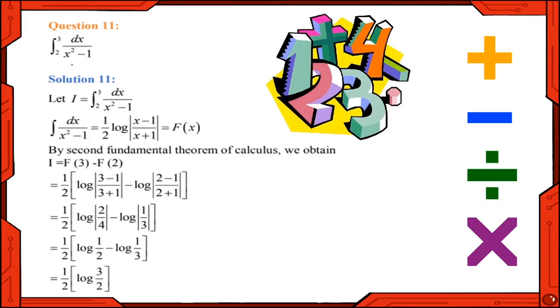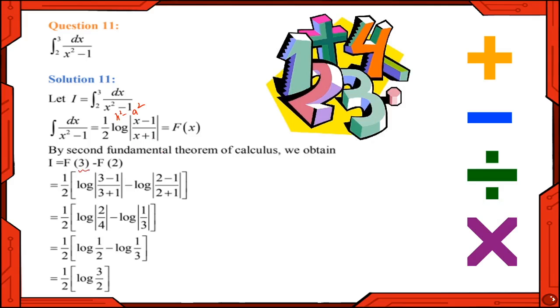Now dx upon x square minus 1. Here what can we do, students? This is the format of x square minus a square. If you remember the property, it is 1 by 2 log of x minus a upon x plus a. This is the antiderivative, by the second fundamental theorem of calculus.